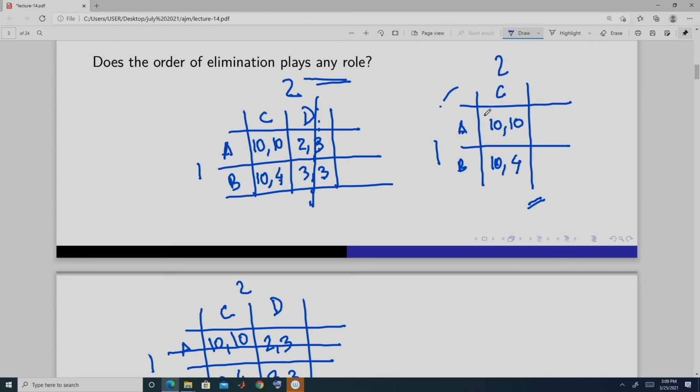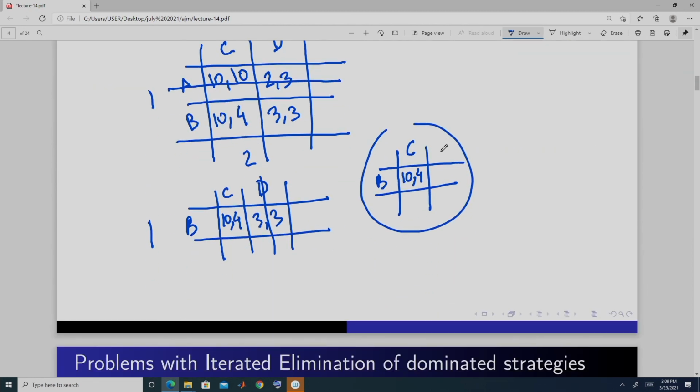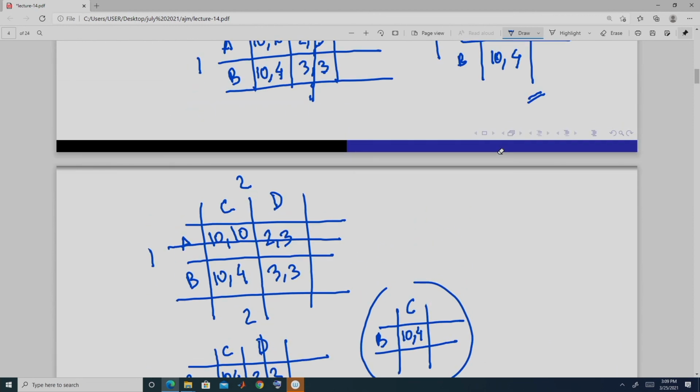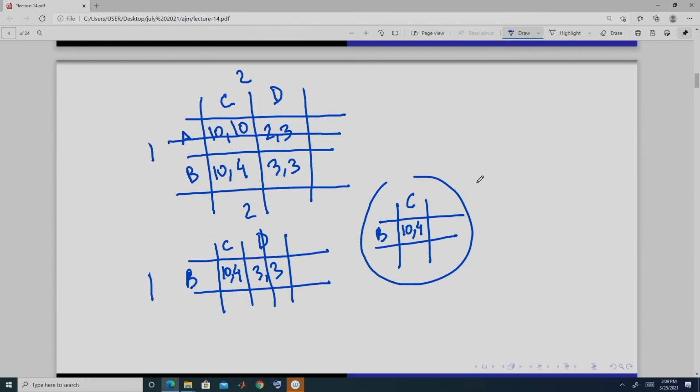So, this is imprecise. From here we can say that the order of elimination, from whose strategy set or action set we start the elimination process, actually determines the outcome that we are going to end up with, and it is true only in the case of weakly dominated strategies. So, if we have weakly dominated strategies, then we will face this problem, otherwise we will not face this problem.